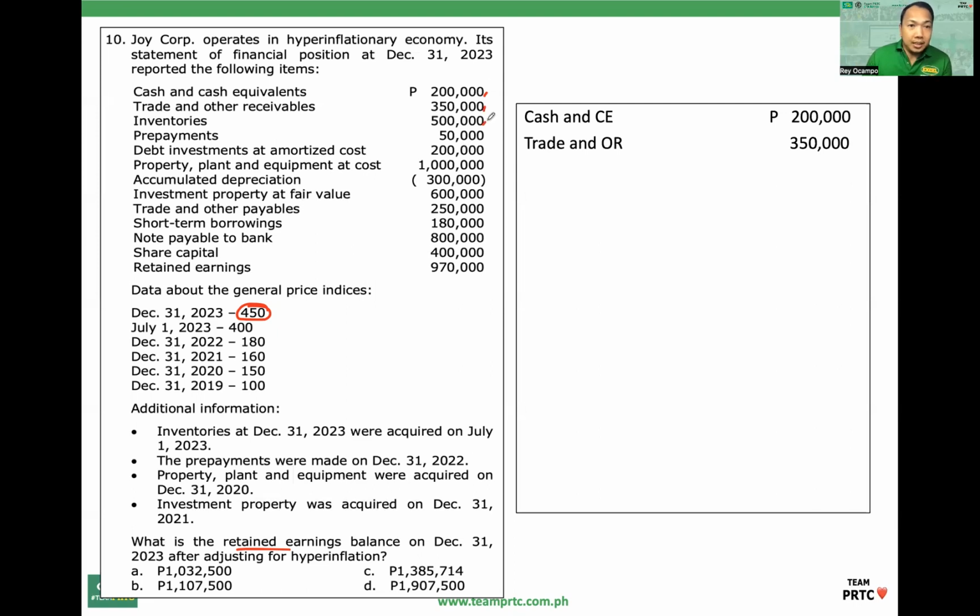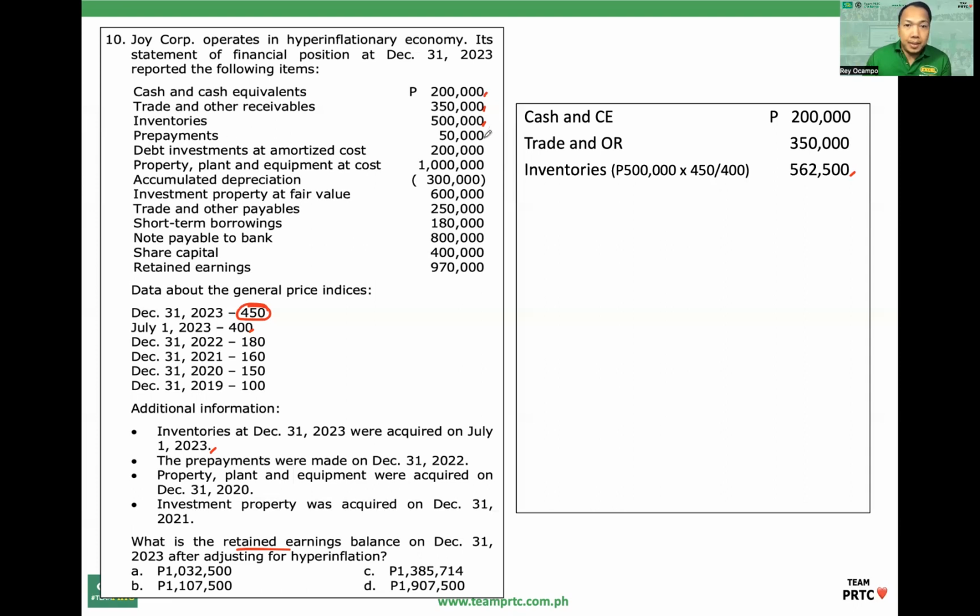How? That's 500,000 times the general price index at December 31, 23 over the price index at the time of purchase. And it says in the first bullet point, inventories at December 31, 23 were acquired on July 1, 2023. And what is the index at that time? 400. So, as restated, 500,000 times year-end index over July 1 price index.